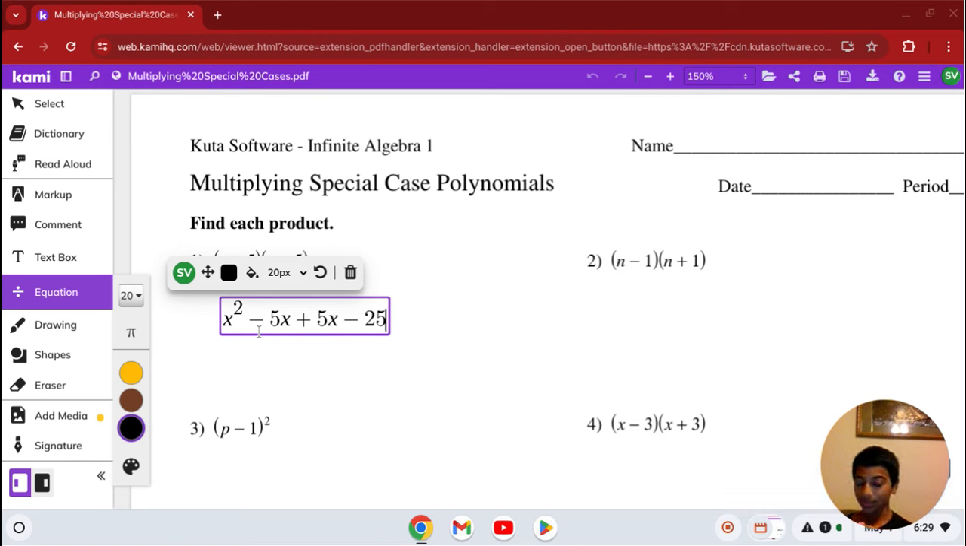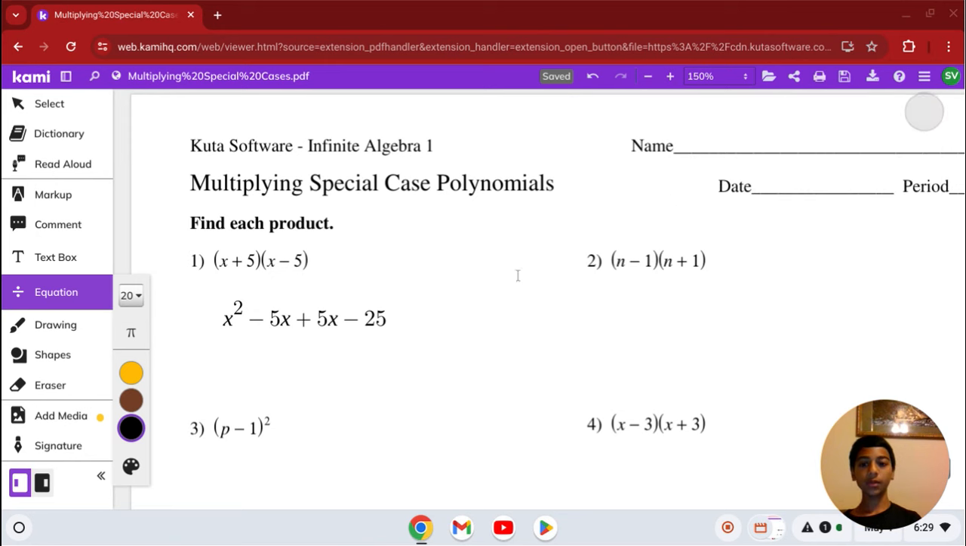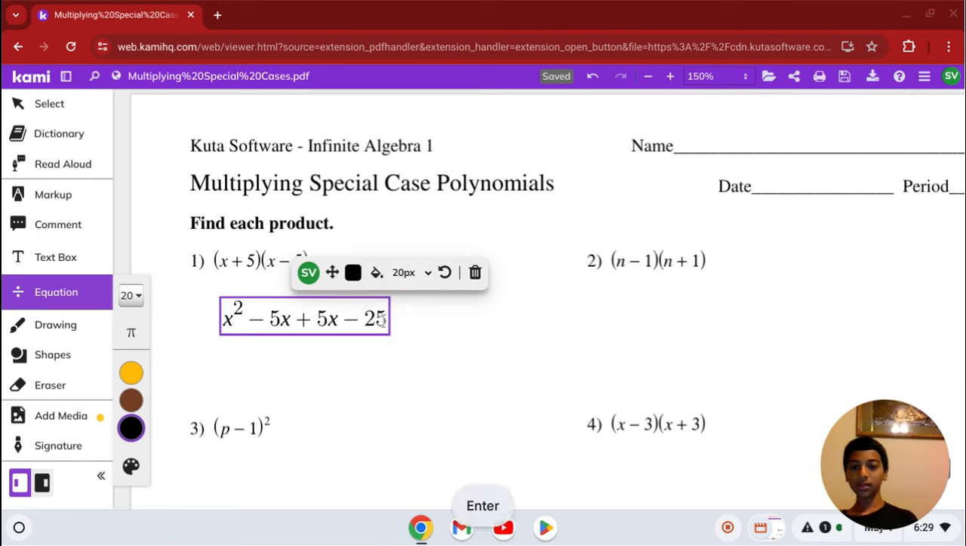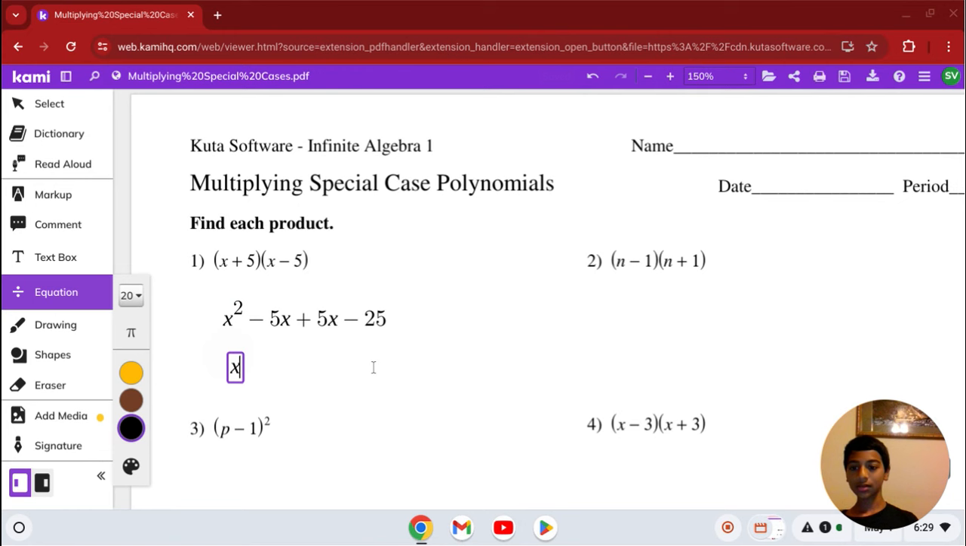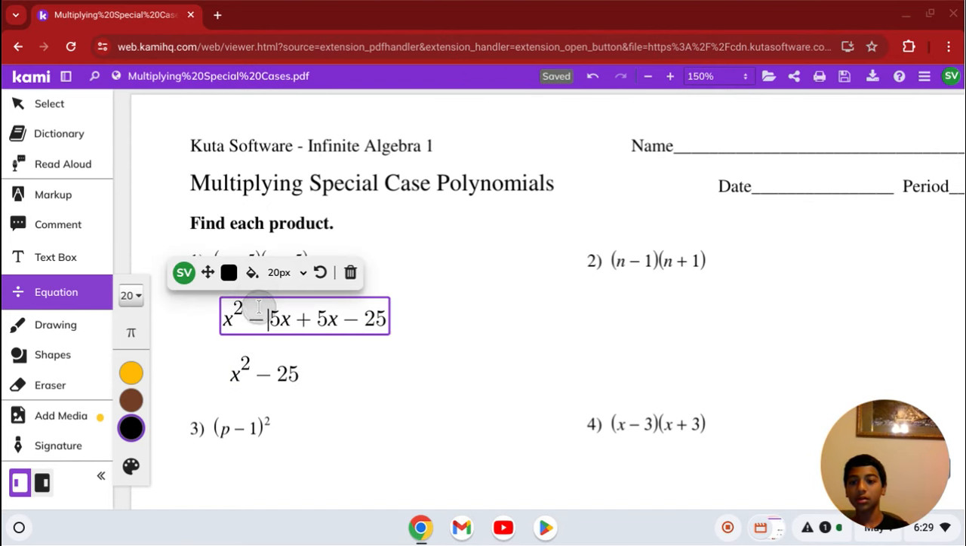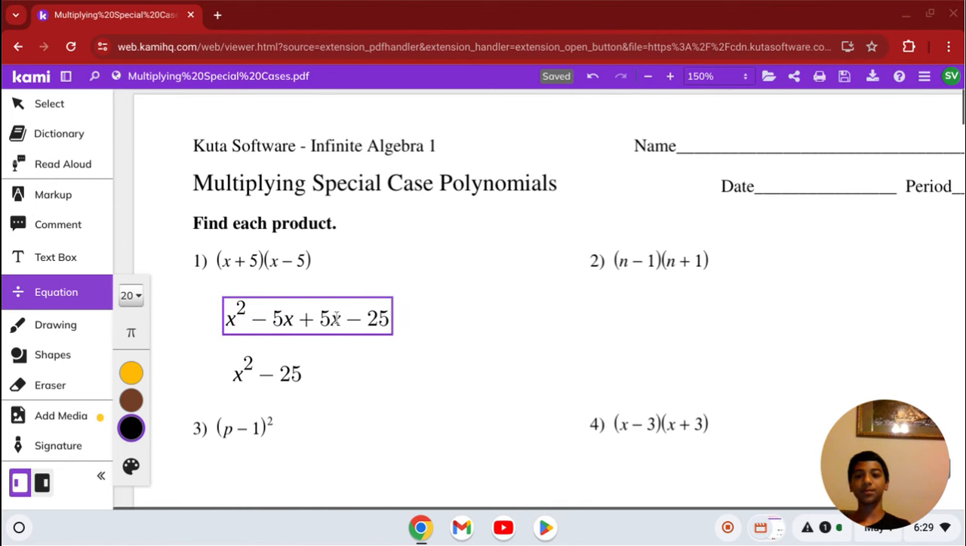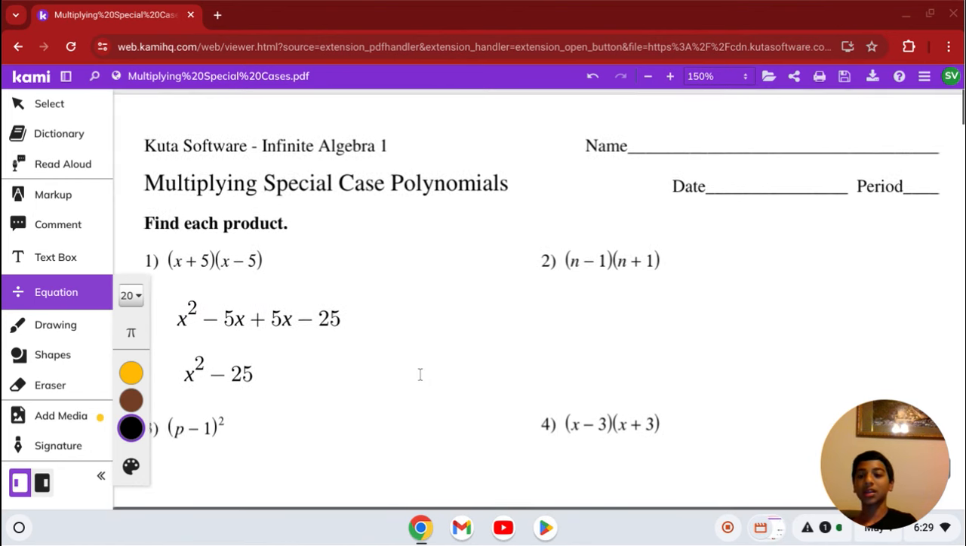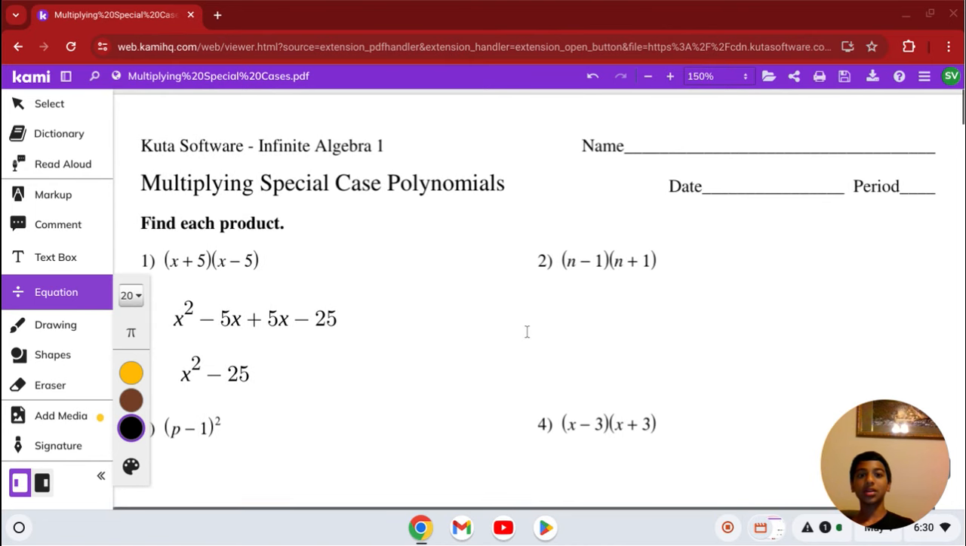Is this it? This is not it. We can simplify. What we notice is that we still get x squared, right? Yeah. But negative 5x plus 5x is 0. So we don't have any x term. All we have is x squared minus 25. X squared minus 25 is our answer in number 1.